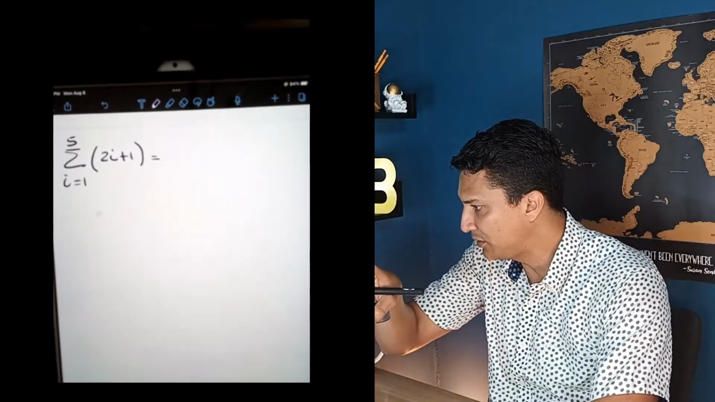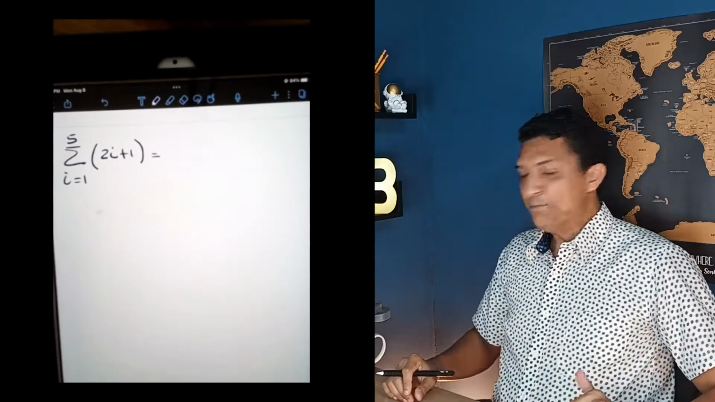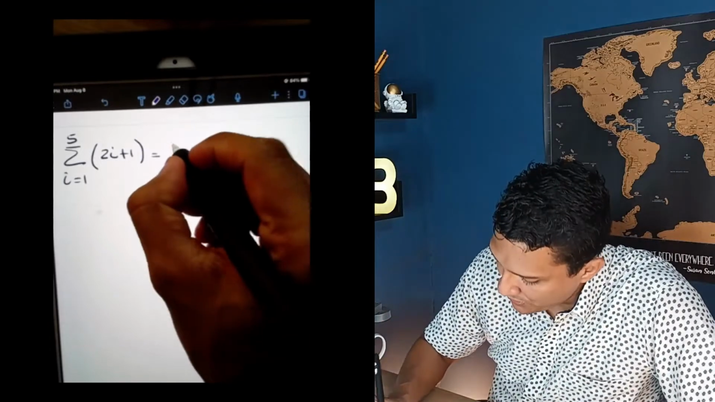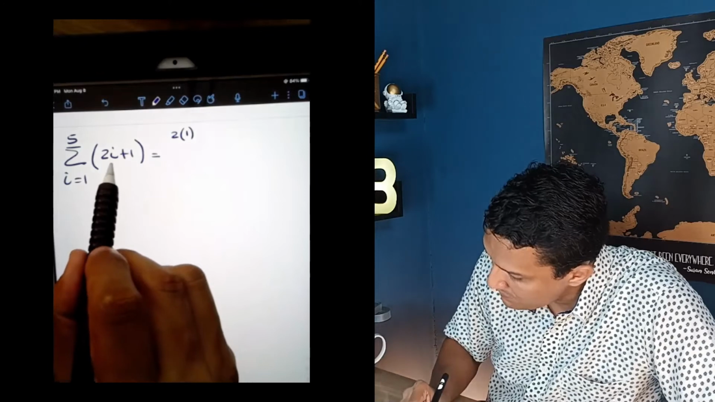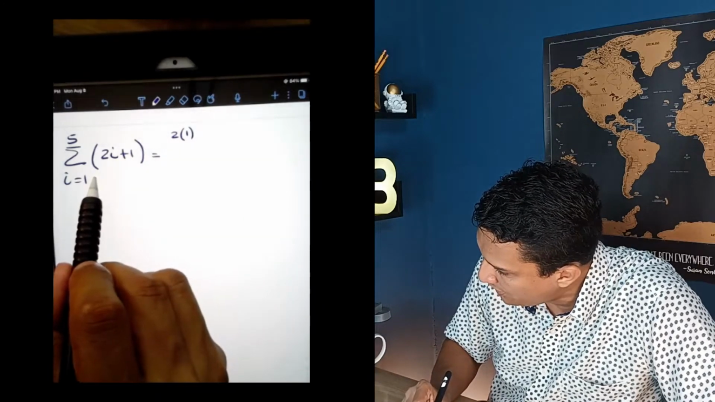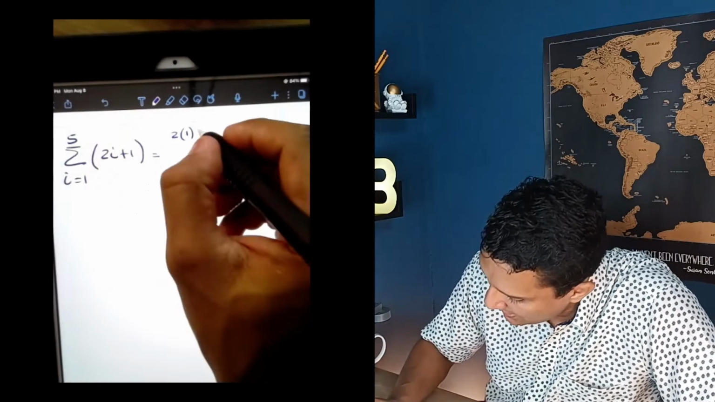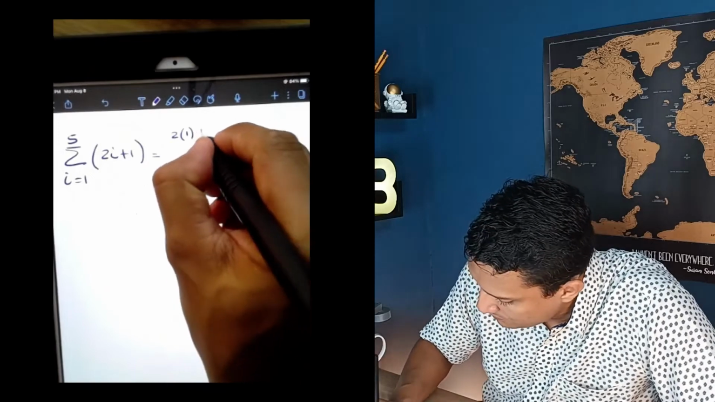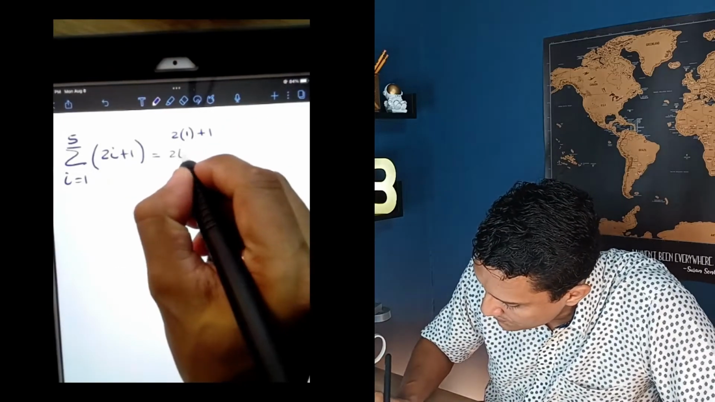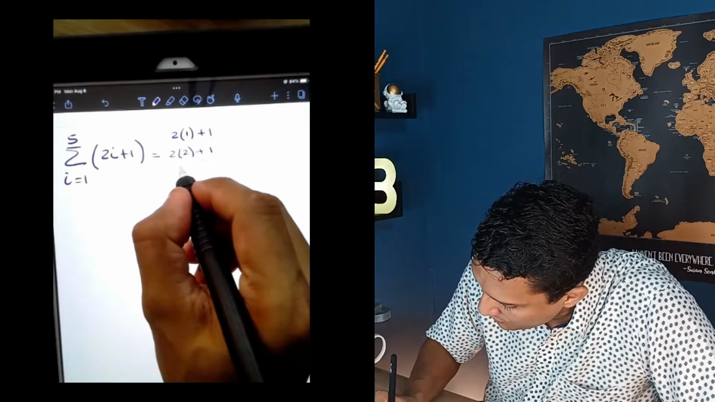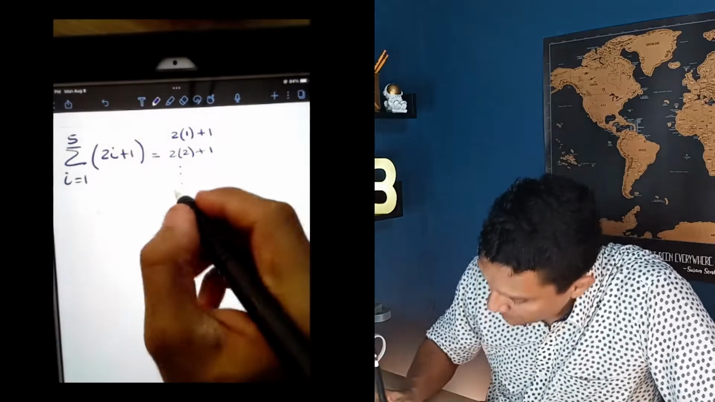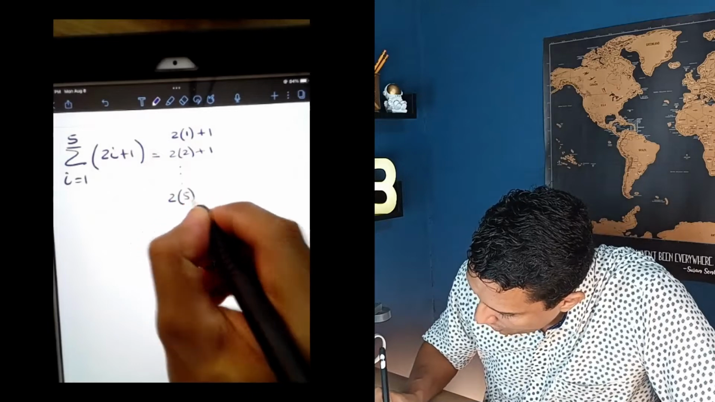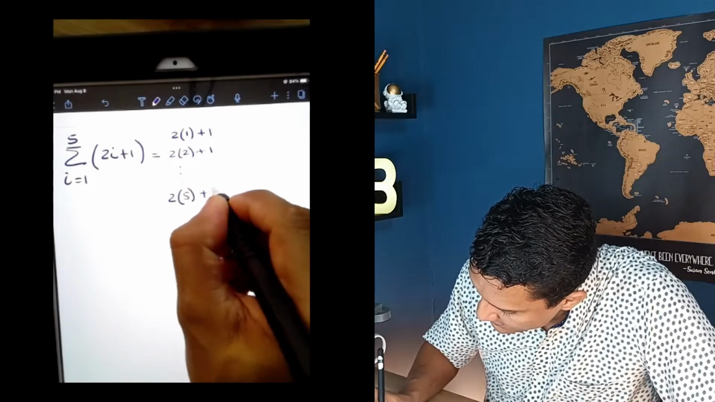I'm gonna zoom out a little bit so you can see better. Okay, so I'm just gonna take the expression and start replacing the values of i. Remember that i is gonna start with 1. So 2 times 1 plus 1, then 2 times 2 plus 1, and then I'm gonna do the continuous dots. And then I'm gonna skip until the last term.